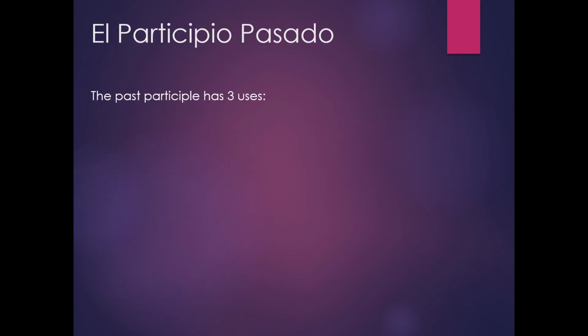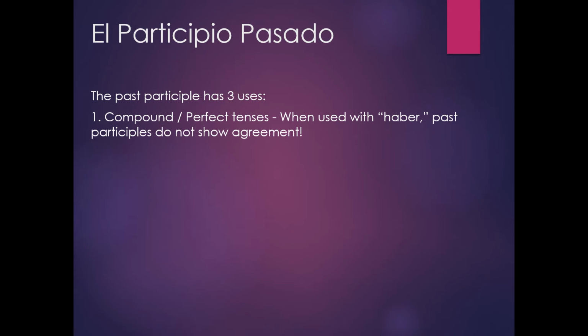The past participle has three uses. One, we use it in compound, or sometimes called the perfect tenses, when used with, in Spanish, the verb haber, meaning to have done something, to have completed the action. When you use it in this form, the past participle does not have to agree with the subject of the sentence. So for example, María ha comido las galletas means Maria has eaten the cookies. And Maria is a woman, but I do not have to change the ending of comido to make it feminine. When I'm using it with the verb haber, I'm just going to leave the word comido alone. I'm not going to change the o.